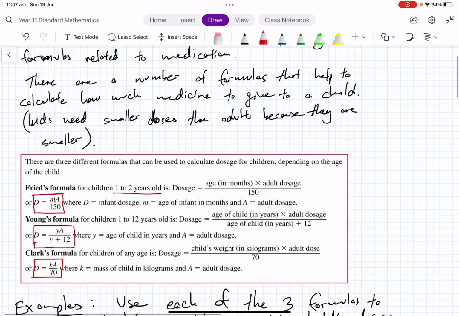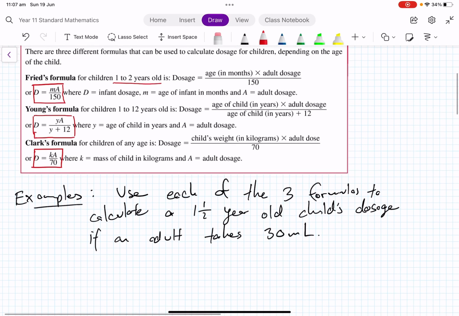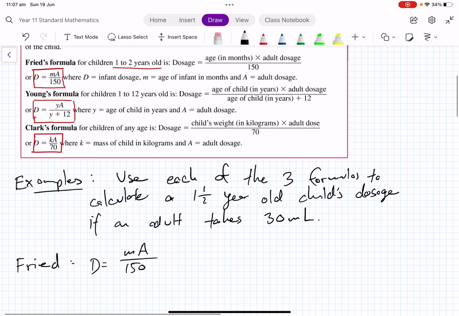So let's have a go at using these ones. We're going to use each of the three formulas to calculate a 1.5-year-old child's dosage if an adult takes 30 milliliters. Okay, so let's do Fried's formula first. So we've got D is equal to MA over 150 is the abbreviated version. We've got to be careful to know what it is.